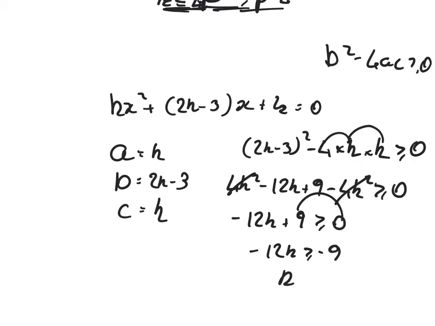I'm about to divide through by a negative number, so flip the inequality around. Minus 9 over minus 12. Two negatives cancel out, 9 over 12 comes down to 3/4. K is less than or equal to 3 over 4.